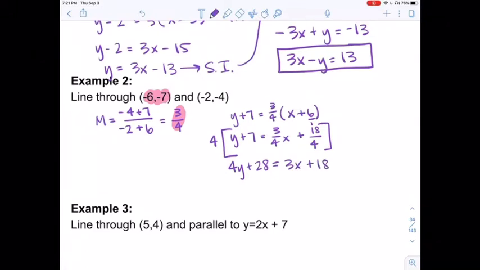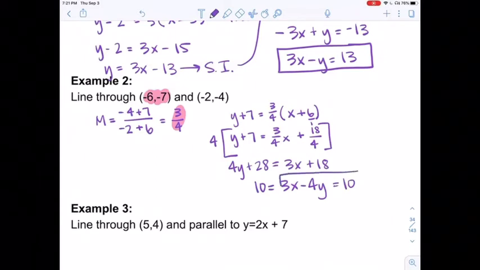So let's rearrange things. I'm actually going to move the 4y over to the right and keep my x positive and move over the 18. So if I do 28 minus 18, that gives me 10. And I will have 3x minus 4y. Now you could rewrite the 10 on the right if you want to, but we don't have any fractions, and our a value is positive.